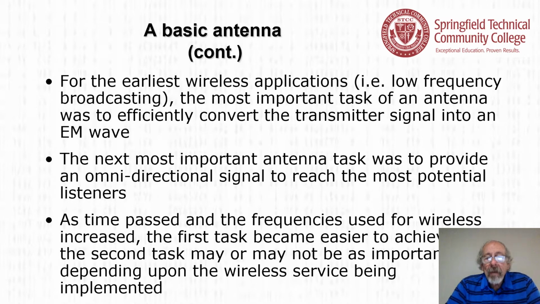For the earliest wireless applications, those were low-frequency broadcasting, the most important task of an antenna was to efficiently convert the transmitted signal into an electromagnetic wave. The next most important antenna task was to provide an omnidirectional signal to reach the most potential listeners, assuming that they were spread out equally around wherever the antenna was. As time passed and the frequencies used for wireless increased, the first task became easier to achieve, and the second task may or may not be as important, depending upon the wireless service being implemented. If I want a point-to-point link, I don't need an omnidirectional antenna anymore.